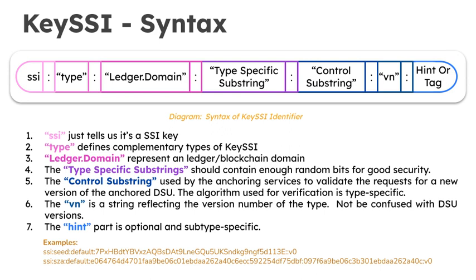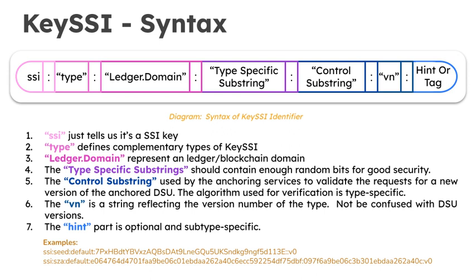4. Following this, the fourth part consists of type-specific substrings. These substrings are essential for security, containing a significant number of random bits to ensure the KeySSI's uniqueness and security. 5. The fifth part, known as the control substring, is used by anchoring services. It plays a critical role in validating requests for updating the version of the anchored DSU. The algorithm employed for this verification varies depending on the KeySSI type, usually as a public key.